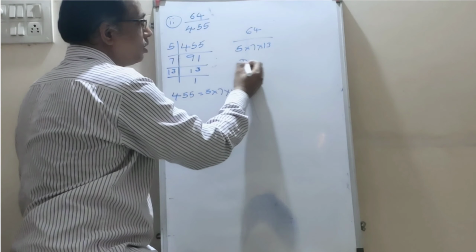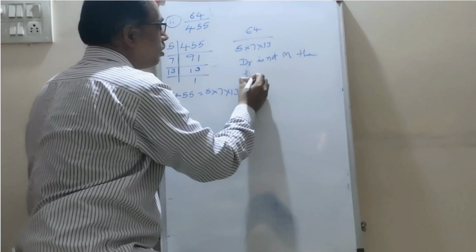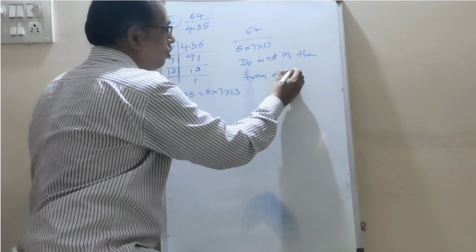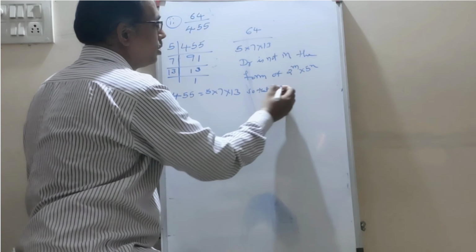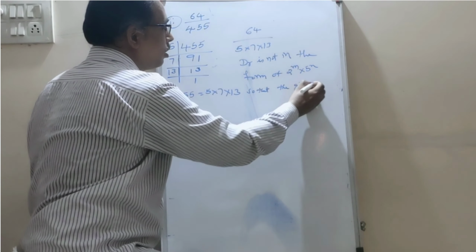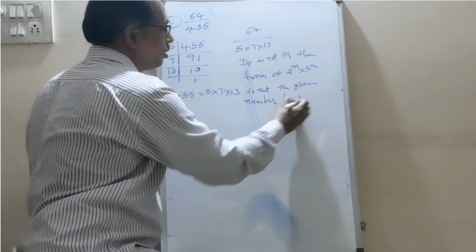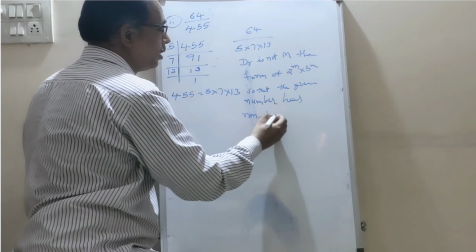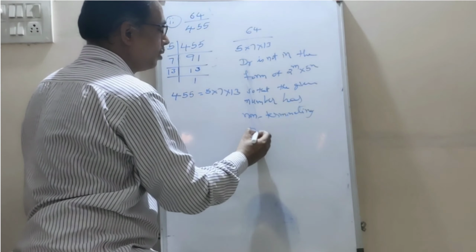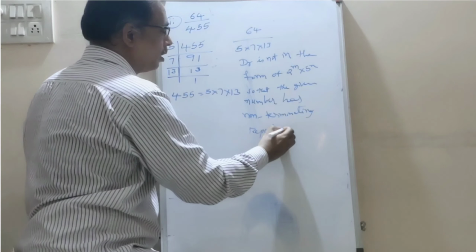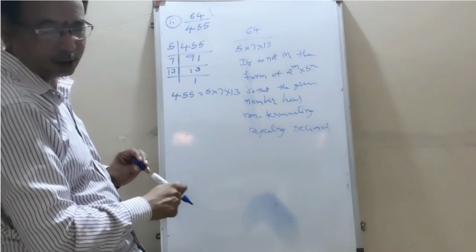Here the denominator is not in the form of 2 power m into 5 power n. So the given number has what? A non-terminating repeating decimal. So like this we have to do the sums. Okay.